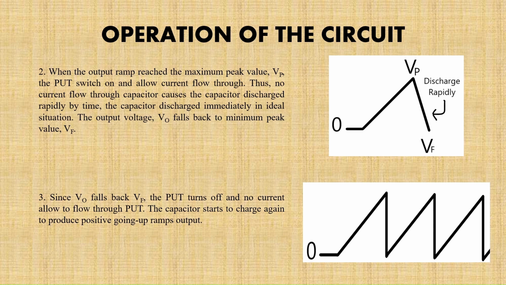Lastly, since VO falls back to VF, the PUT turns off and no current is allowed to flow through the PUT. The capacitor starts to charge again to produce the positive going up ramp output. Let us read the second diagram at the right side. The graph is drawn recurringly. So in short, the operation of the VCO circuit is that the capacitor charges up until V peak, then discharges rapidly and keeps repeating.